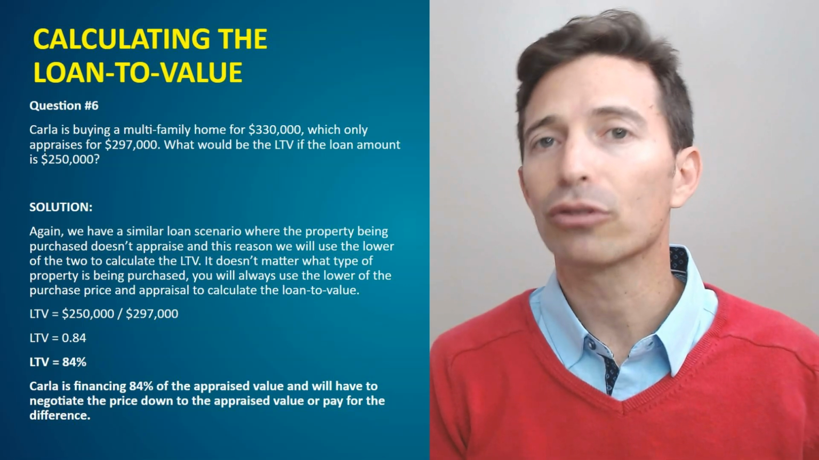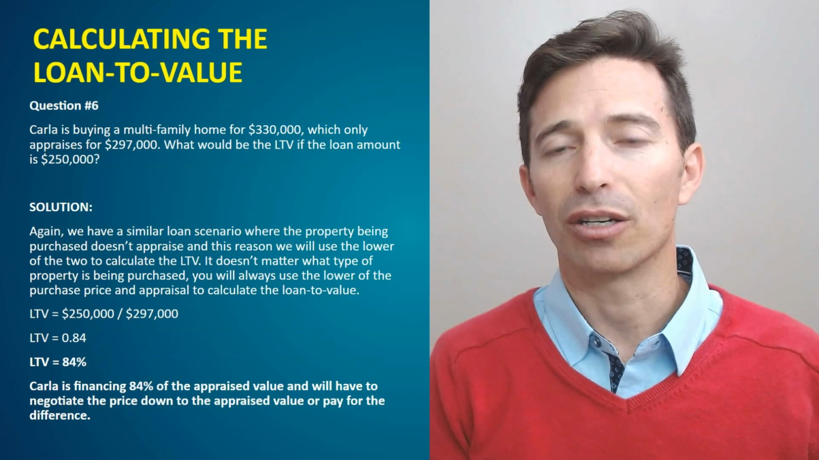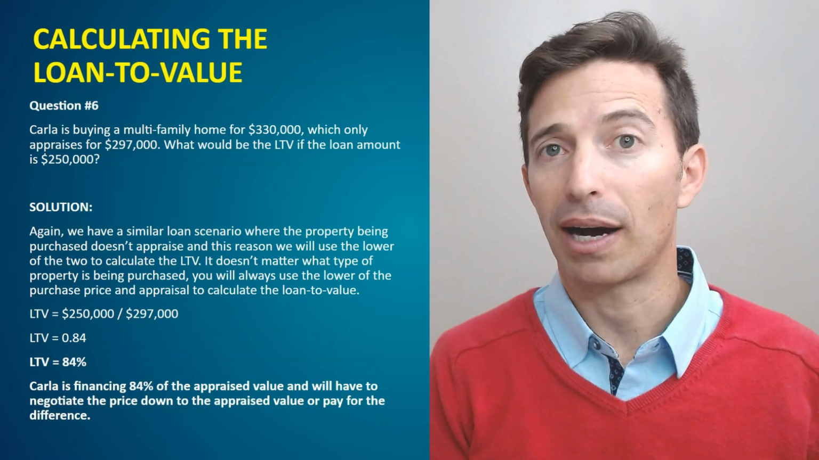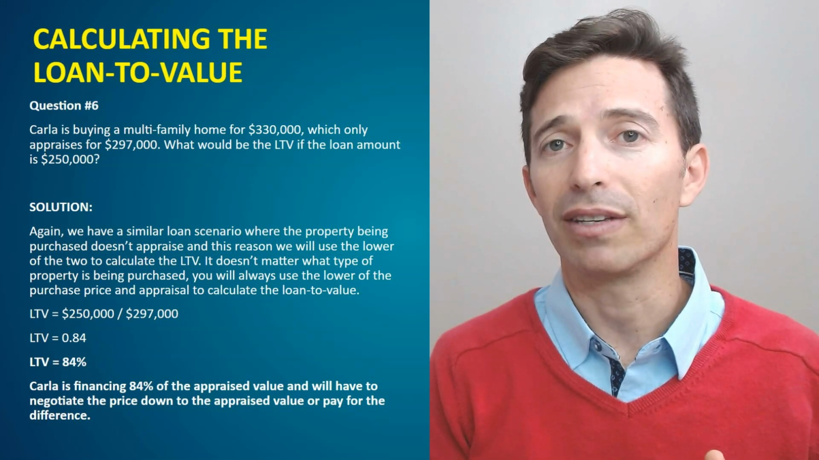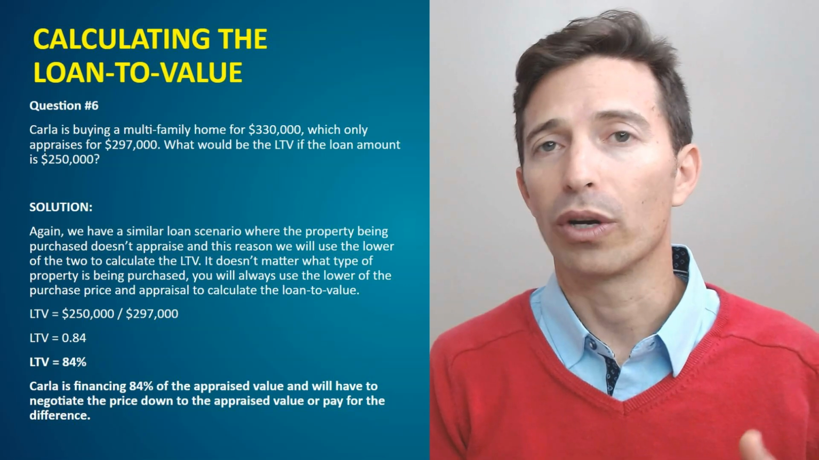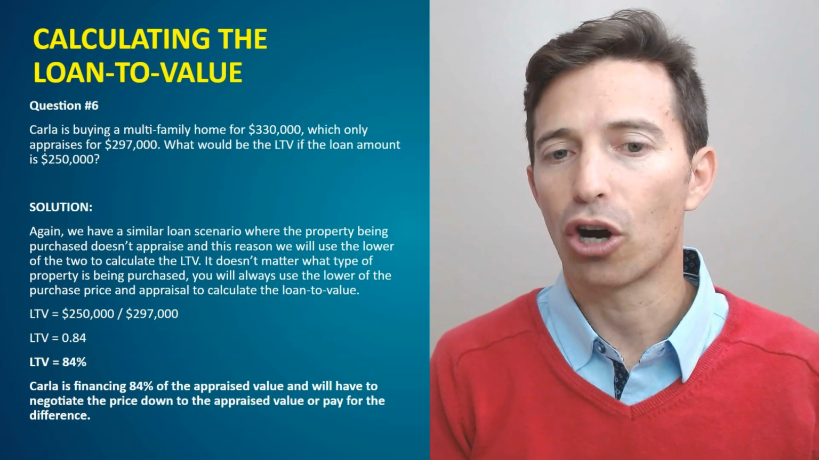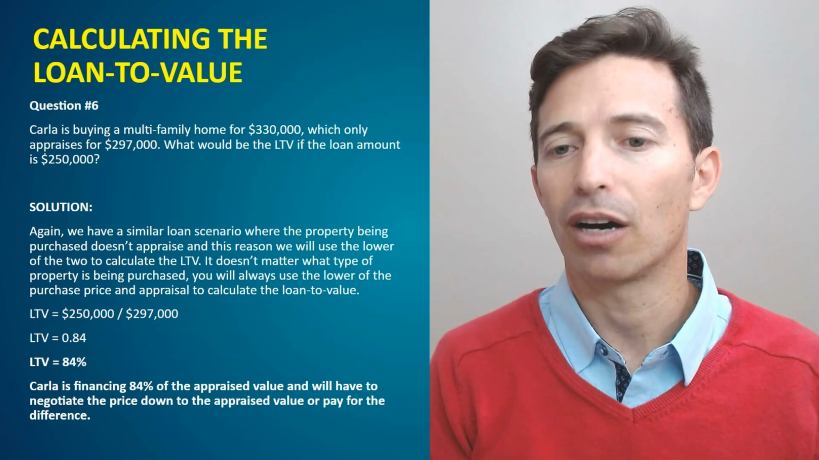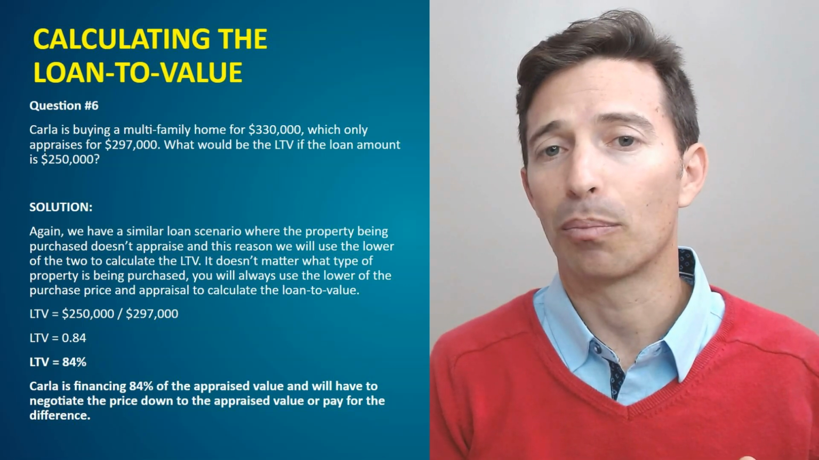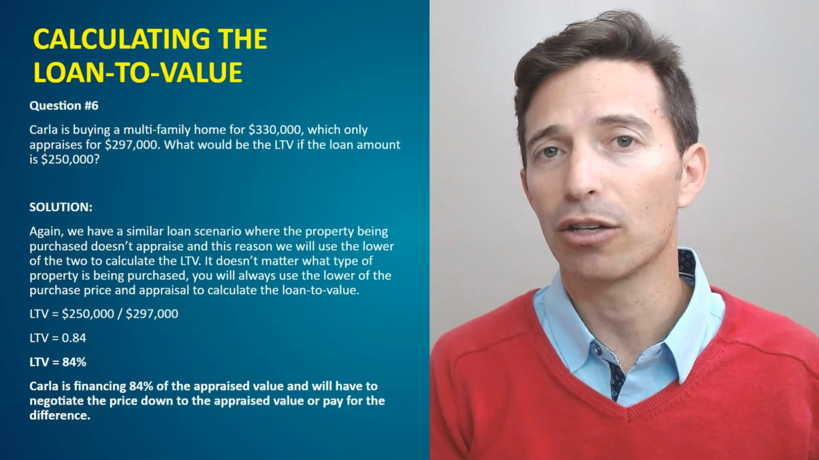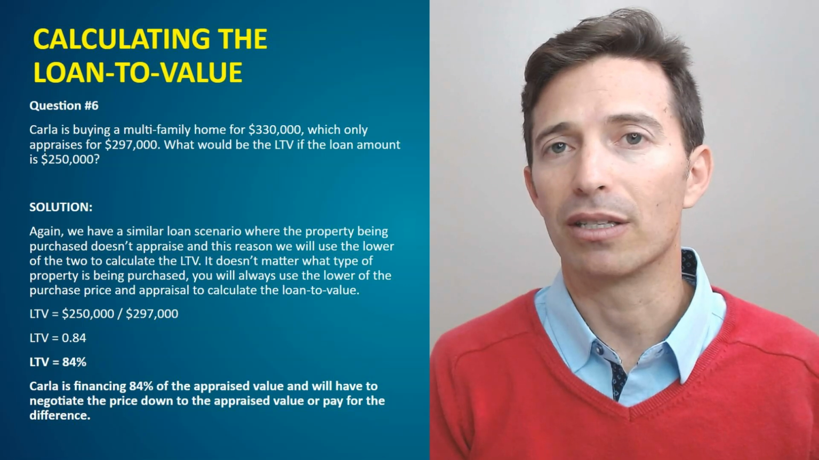So let's go ahead and use our equation. LTV equals loan amount divided by the lower of the purchase price and the appraised value, which in this case is $250,000 divided by $297,000, which is going to give us an LTV of 0.84, which when we convert it to a percentage is going to be 84%. So Carla is financing 84% of the appraised value. Now remember, Carla can go back and renegotiate the purchase price and make it the appraised value, or at least get as close as possible, which is always a good idea, especially in these circumstances.